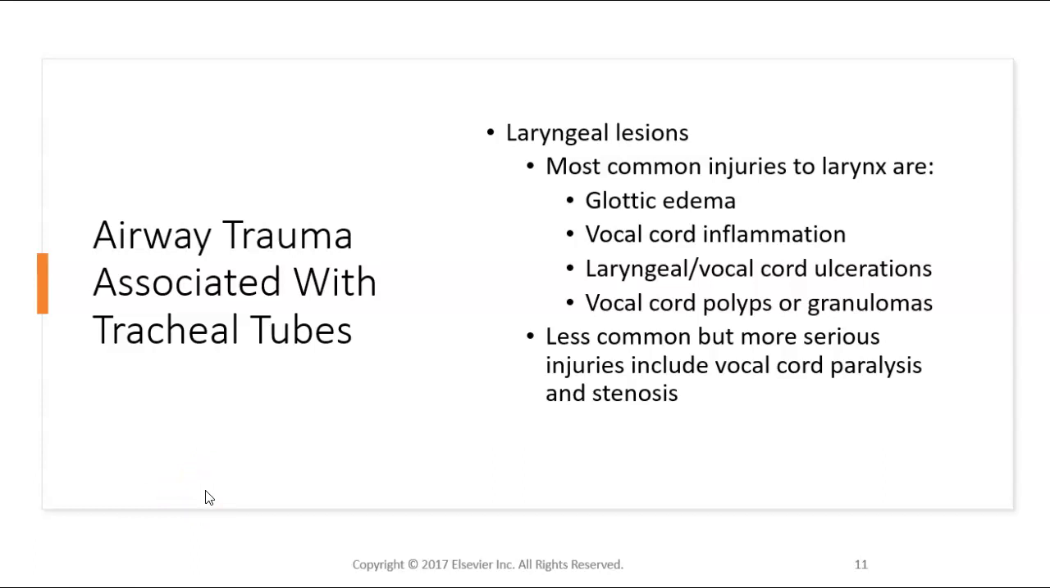So laryngeal lesions, the most common injuries that you're going to have to the larynx are going to be things like glottic edema. So edema and vocal cord inflammation are going to be usually resulting from pressure from the ET tube or trauma during that intubation procedure. You can also have laryngeal or vocal cord ulcerations, and then you can have vocal cord paralysis and granulomas developing. Okay.